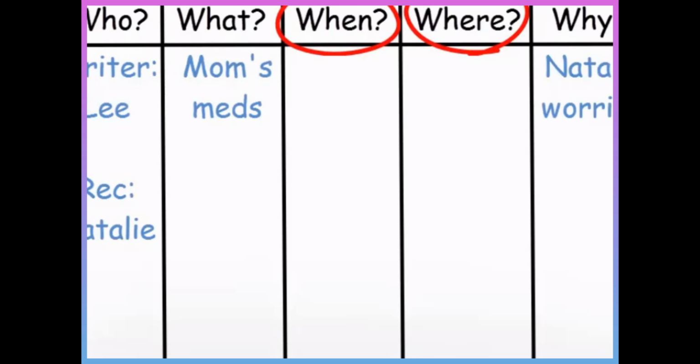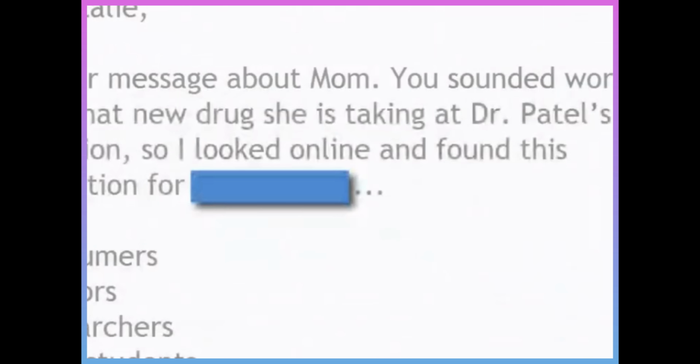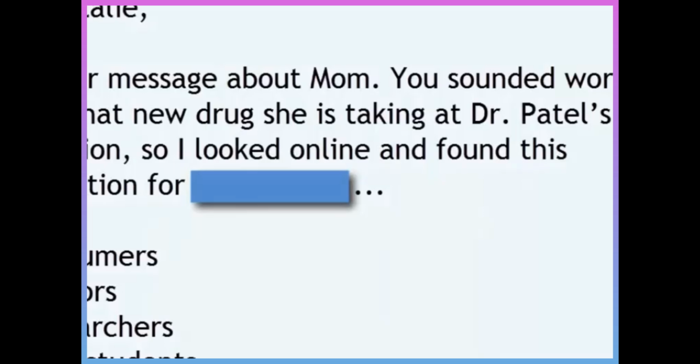Now let's try a question from this part. Here's the first blank from the message. "Hey Natalie, got your message about Mom. You sounded worried about that new drug she is taking at Dr. Patel's suggestion, so I looked online and found this information for consumers, doctors, researchers, med students."